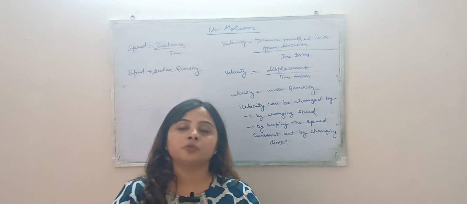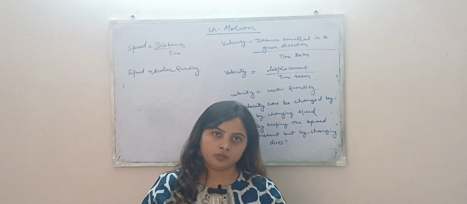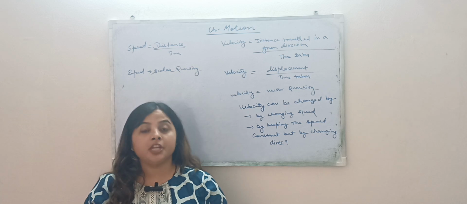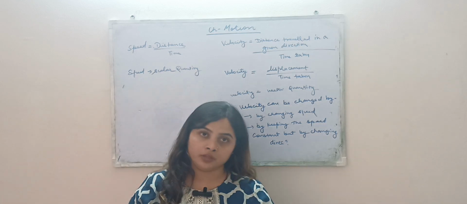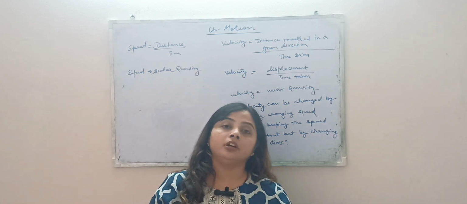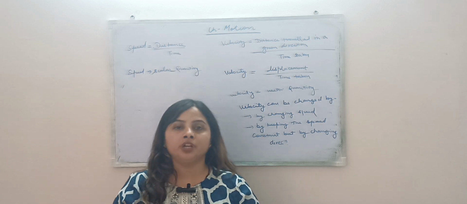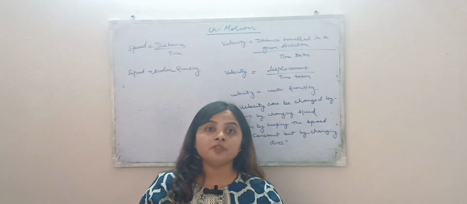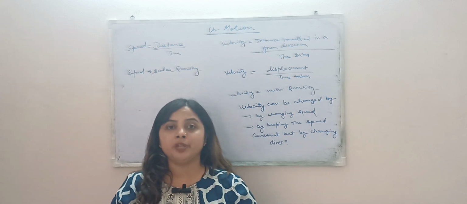Okay, now today's topic is velocity. I have already explained to you about speed. What is speed? Speed is distance traveled per unit time. Here we do not talk about direction. Here we only talk about the magnitude value of the object. Clear? So, what is velocity and what is the difference between speed and velocity?